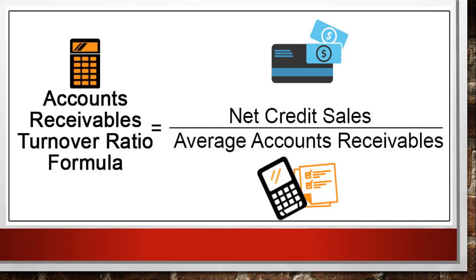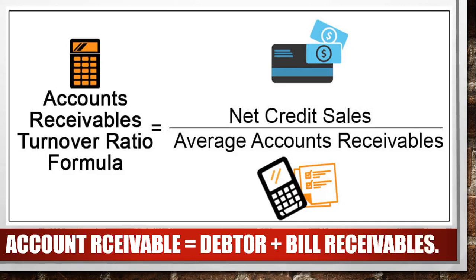The formula is credit sales upon average debtor. Account receivable includes debtor amount plus bill receivable amount, but we want both the averages. We want average debtor and average bill receivable. So the formula is credit sales upon average debtor plus average bill receivable. Clear everyone by this formula?